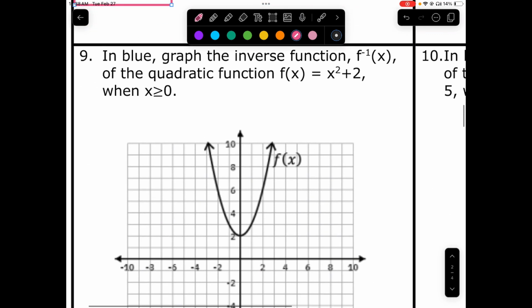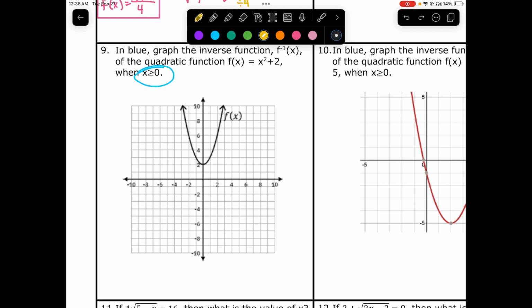Number 9, in blue. Graph the inverse function of the quadratic function when x is greater than 0. So when x is greater than 0, we're dealing with this part. So just keep that in mind. All right. So to graph an inverse, I told you this. I don't know if you were listening, but I said it, and we did it together in the notes and everything. When you're graphing an inverse, you can just reflect it over the line y equals x. That's how inverses work.